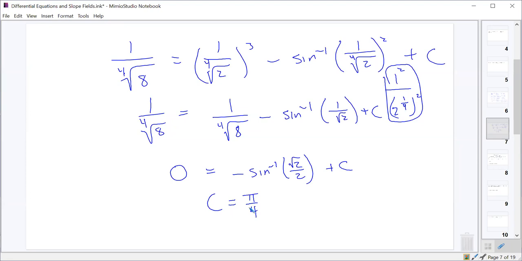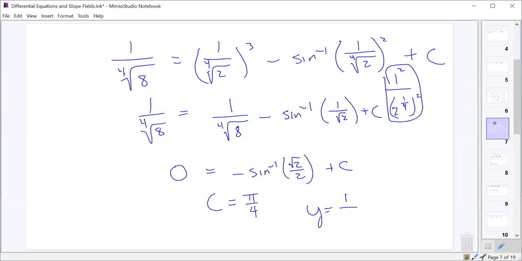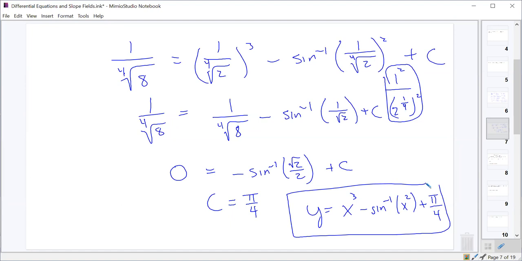Exactly. And so we then end up with our final function is y equals, what was it? No, it was x cubed. We just had a weird value there. It was x cubed minus inverse sine of x squared plus pi over 4. Everybody good with getting that function?